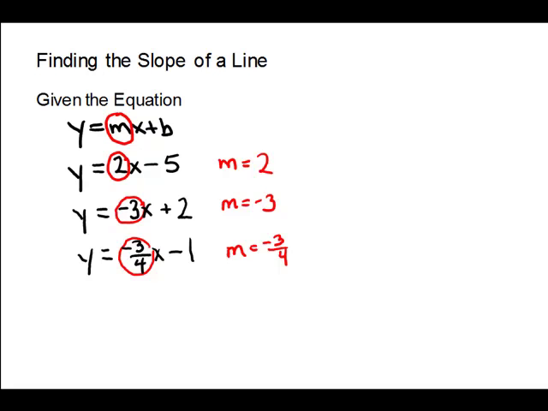Some other information that we can easily pick off from this form of the line is the y-intercept. And it is the b. Remember, to find the y-intercept, we plug a 0 into x. If you put 0 into x, it would make this piece disappear.